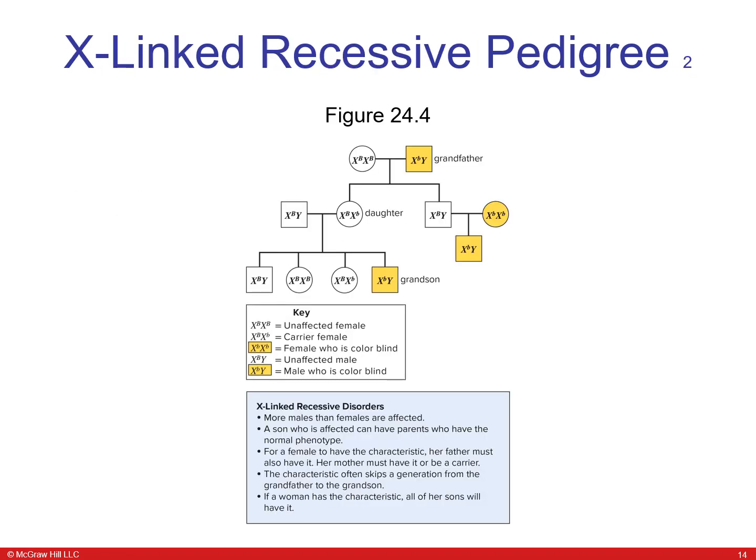So here's an X-linked recessive pedigree you can take a look at. Remember, all the yellow people are affected, and there are the rules listed out below. More males than females are affected. A son who is affected can have parents who have the normal phenotype. For a female to have the characteristic, her father must also have it, and her mother must have it or be a carrier. It often skips a generation from grandfather to grandson. If a woman has the characteristic, all her sons will have it.